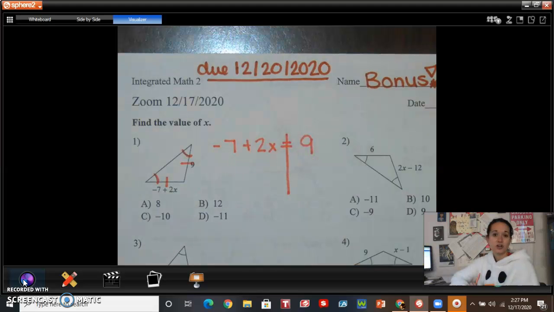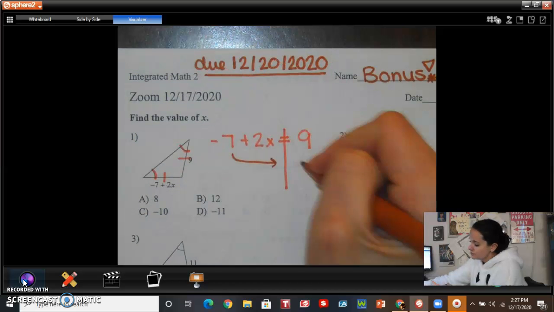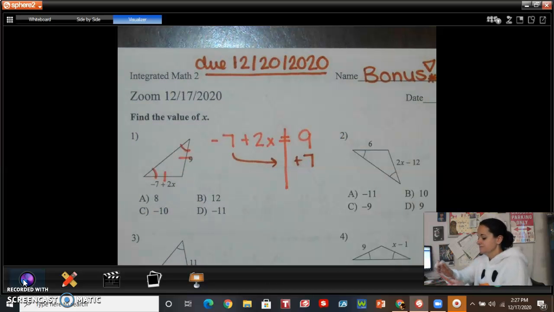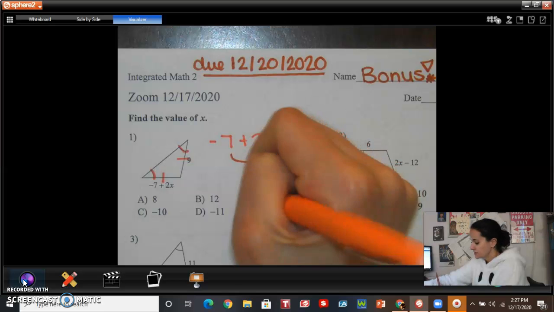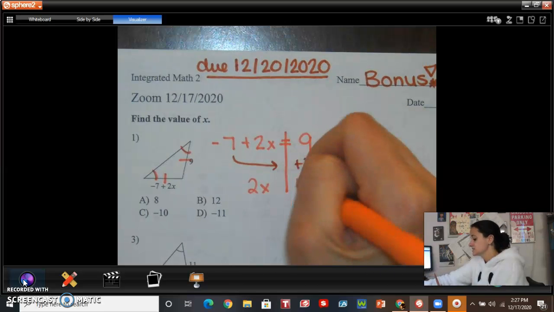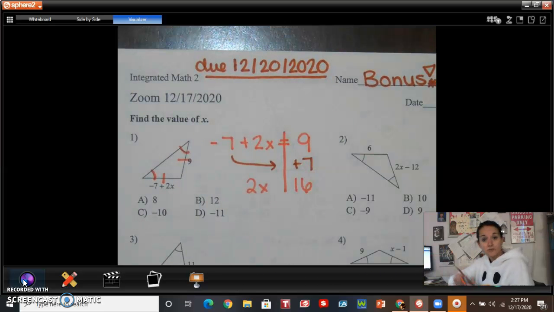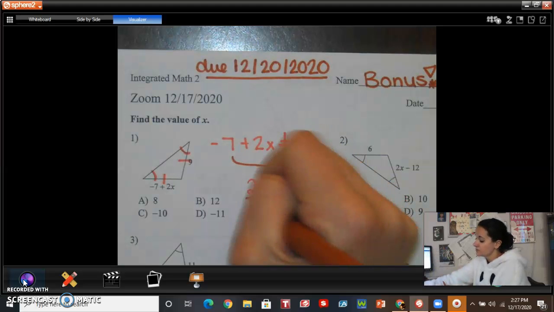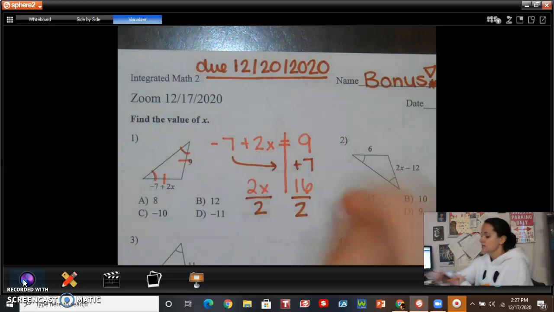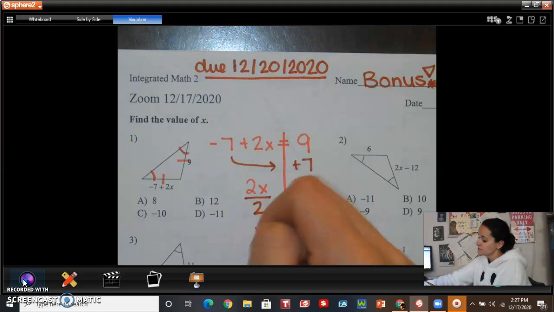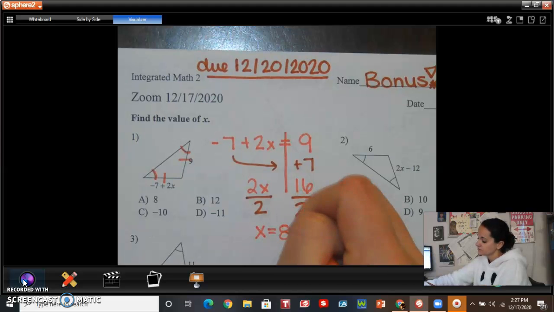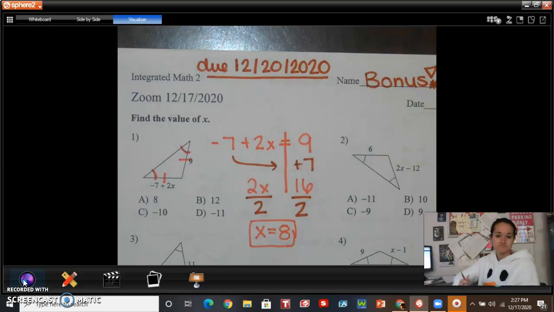So we want to get our constants together. Well, for us to move this -7 over here, we're going to add 7. So we have 2x equals 14, 15, 16. Then to solve for x, we're going to divide by 2. Then we get our final answer is x equals 8. Okay. All the first 10 problems on here are just like that one.